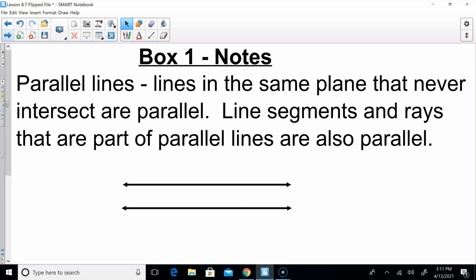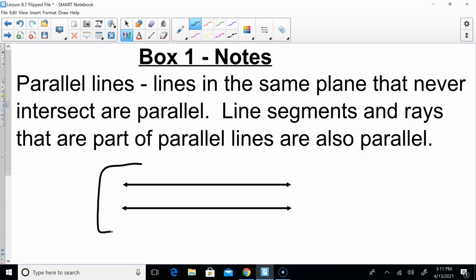And we also have today a new note that you can add to your notes, which would be parallel lines. Parallel lines are lines in the same plane that never intersect. That means line segments and rays that are a part of a parallel line are also parallel. If you notice closely at our drawing right here inside of this little box, these are the same distance away, so no matter where we look, the distance right here is the same distance they're apart right here, and the same right here.